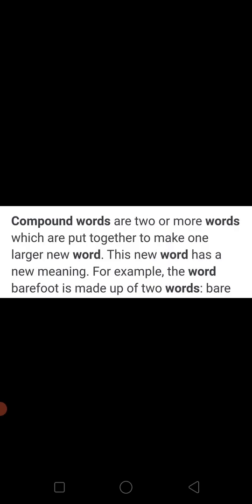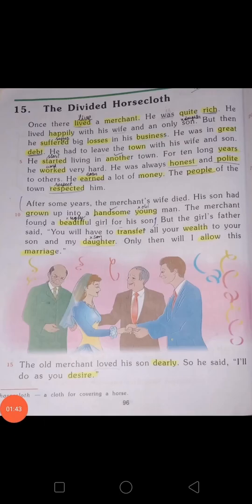This new word has a new meaning. Very true. When two words combine together, it gives new meaning. For example, the word barefoot is made up of two words. What are the words? Bare and foot. And here, horsecloth is also made up of two words, right? Now, listen to the explanation part of this lesson. It is a very interesting lesson.